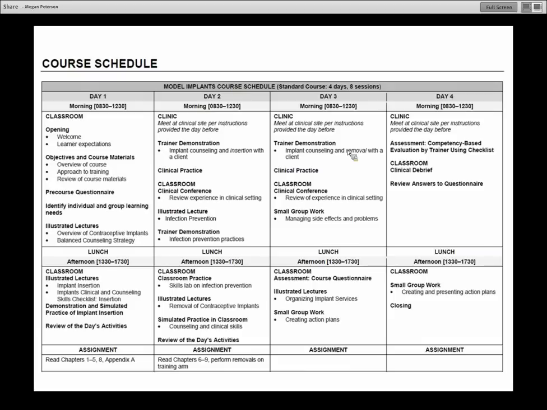Now, all of these are under the supervision of a clinical trainer when they're doing counseling as well as insertion. When there are opportunities for removal, that's also a time for providers to practice on removal. The afternoons are usually relegated to didactics as well as continuing practice from what was learned in the morning. Towards the end of day 4 is a day largely focused on what we do next: planning for transfer of learning, planning for startup services.